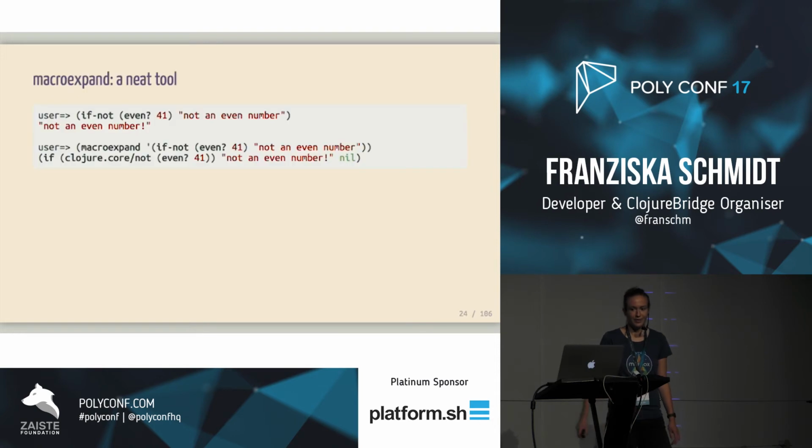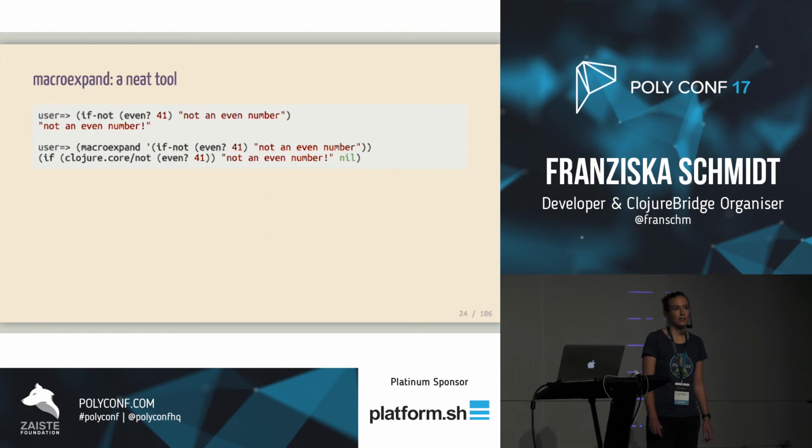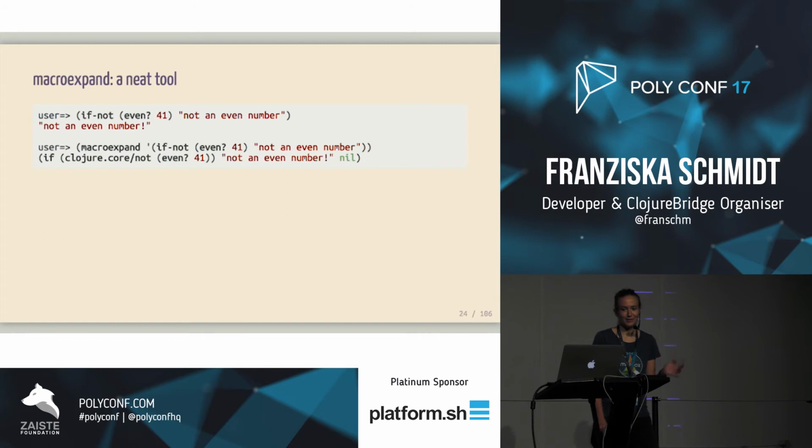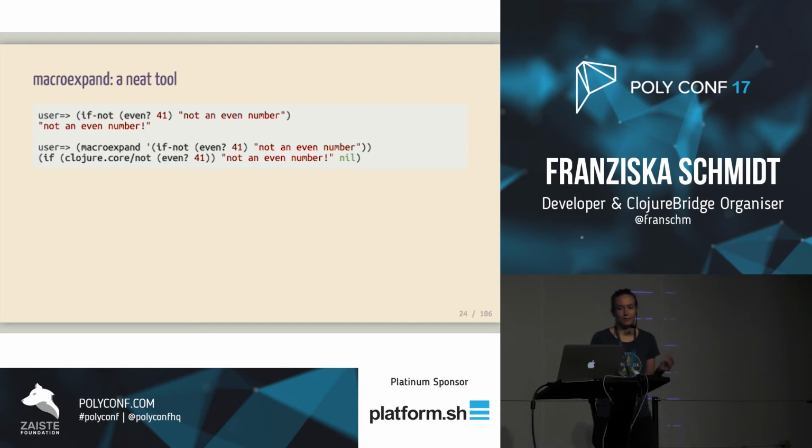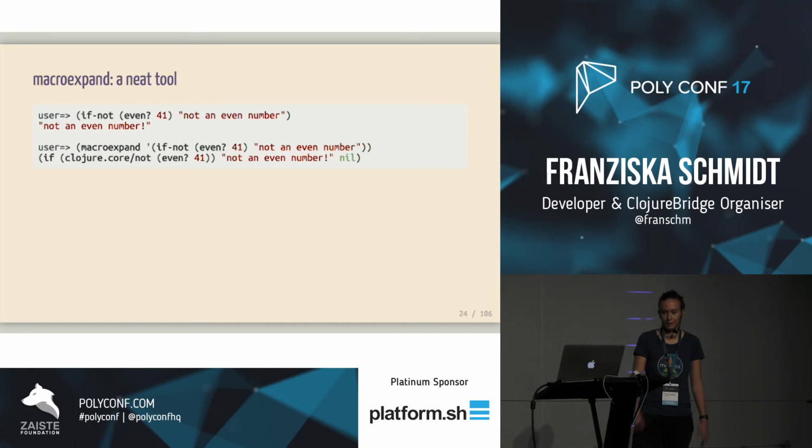So let's look at if-not. If-not is a macro that's actually composing if and not. We can use the call macroexpand to type in our macro and see what the compiler is doing underneath. On the first line we say, if 41 is not an even number, say it's not an even number, which is exactly what we would expect. And then we can call macroexpand on this whole form and we get the expanded macro back.